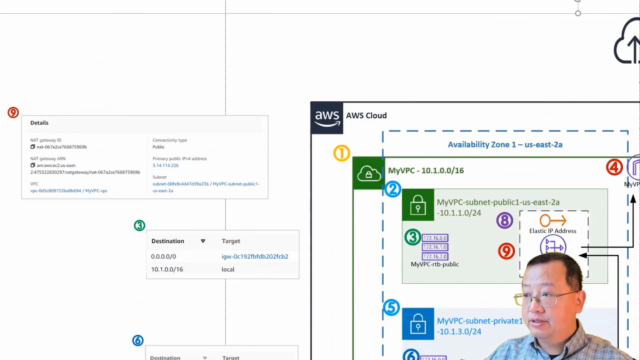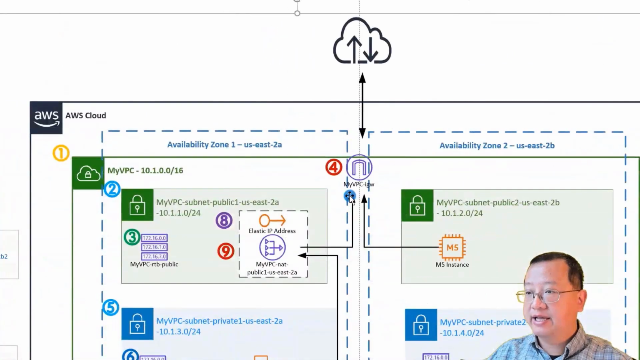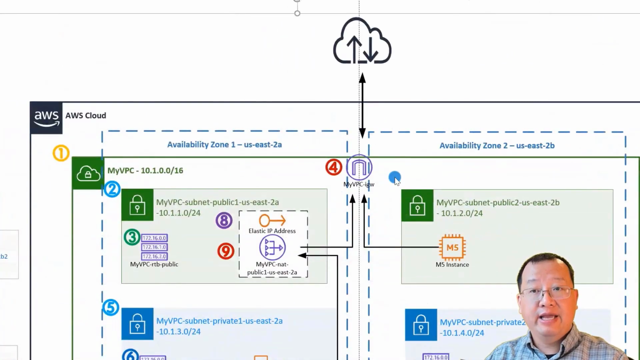0.0.0.0/0 means internet traffic. The traffic will go to the internet gateway. Next item is item 4, internet gateway. An internet gateway is an AWS component. It enables communication between a resource in your VPC and the internet. It provides two-way communication, allowing resources in your VPC to initiate outbound traffic to the internet and allowing internet hosts to initiate inbound traffic to your resources.